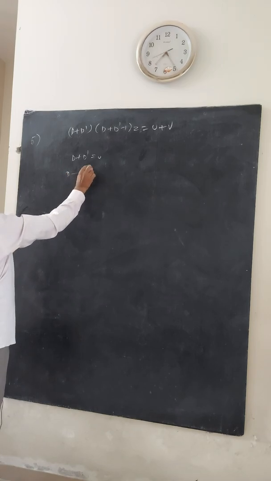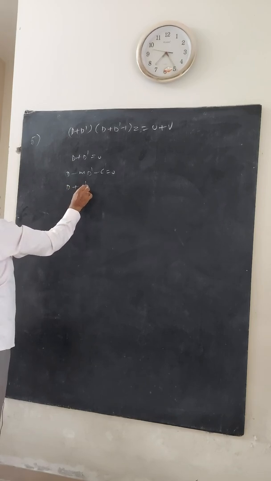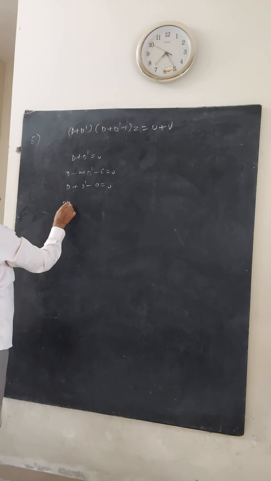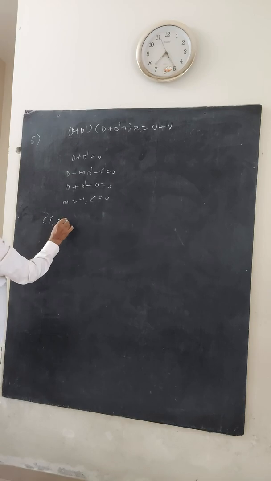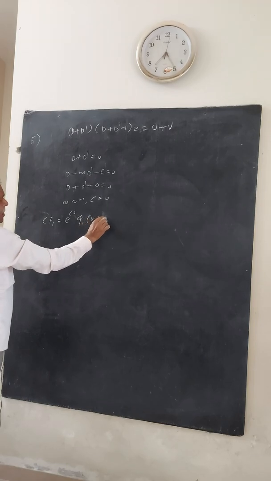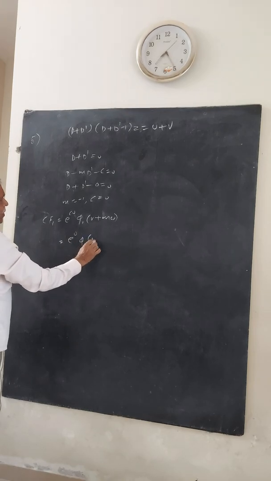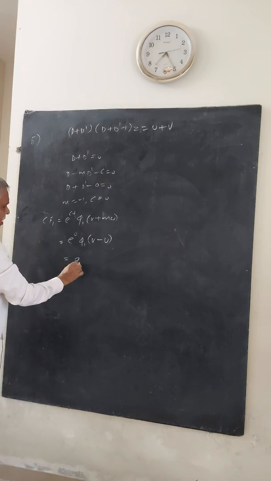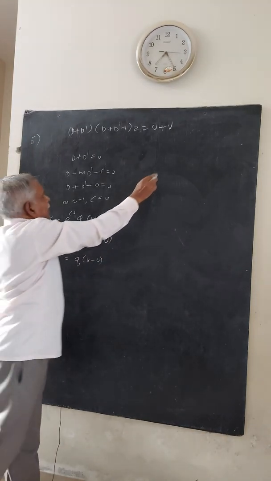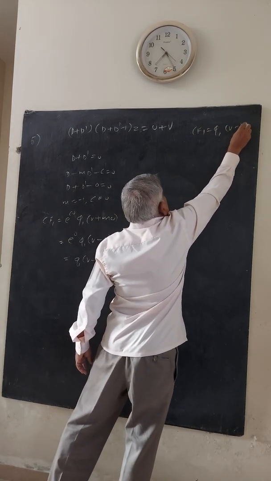Take the first factor, D plus D dash equal to 0. D minus m D dash minus c equal to 0. Compare the coefficients: D plus D dash minus 0 equal to 0. Here m equal to minus 1, c equal to 0. Therefore, CF1 equal to e power cu phi of v plus mu, e power 0, phi of v minus u. CF1 equal to phi 1 of v minus u.